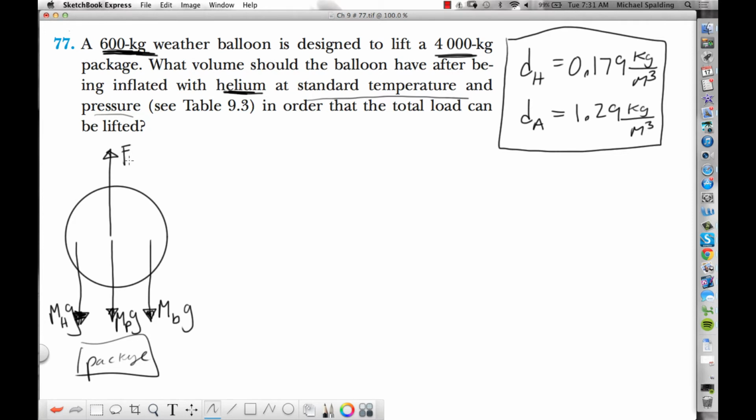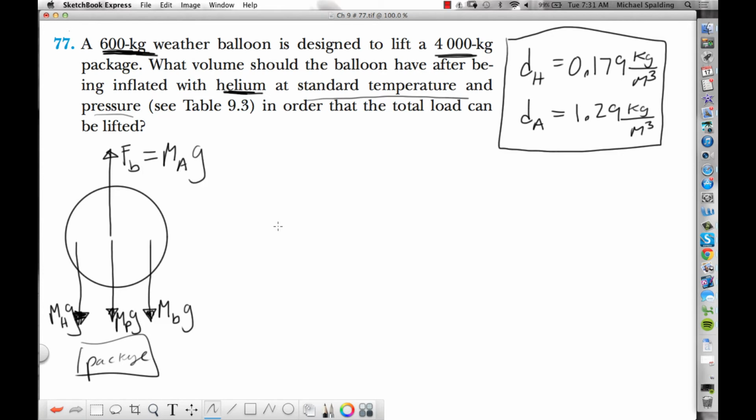The buoyant force. Okay, what does buoyant force always equal? The weight of the displaced fluid. And in this case, the problem doesn't explicitly say it, but it's safe to assume that this is in air. So this is going to be mass of air times gravity. Buoyant force always equals the weight of the displaced fluid.